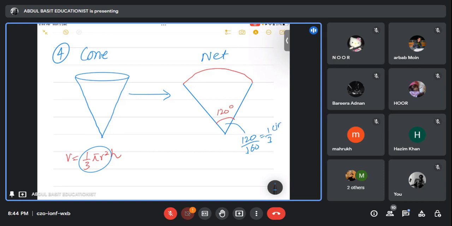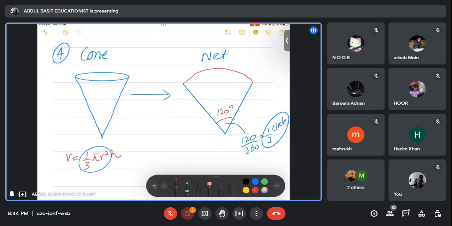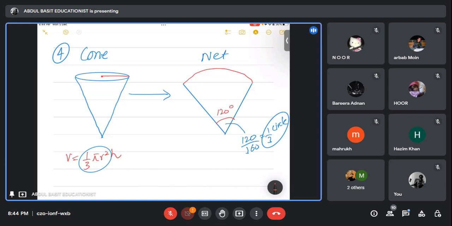And we know that 120 degree is 1 by third of the circle. Yes or no? Hoor and Noor, do you understand this point? That 120 degree, sir, is yes, 1 by third of the circle. That is the reason I wrote 1 by 3 of the circle formula, which is pi r square. So pi r square divided by 3, and that's the height. And where is the height in the cone? I'm marking that point. That is the radius, and this is the height, and this is the slant length.